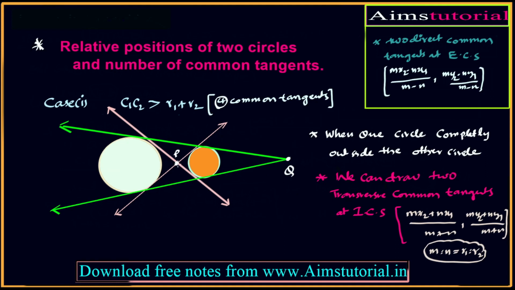We can draw 2 transverse common tangents from the internal center of similitude and 2 direct common tangents from the external center of similitude. So what are the formulas of the internal and external centers of similitude? The internal center of similitude is (mx2 + nx1)/(m + n), (my2 + ny1)/(m + n), where m:n is the ratio of the radii, that is r1:r2. So transverse common tangents come from the internal center and direct common tangents from the external center.